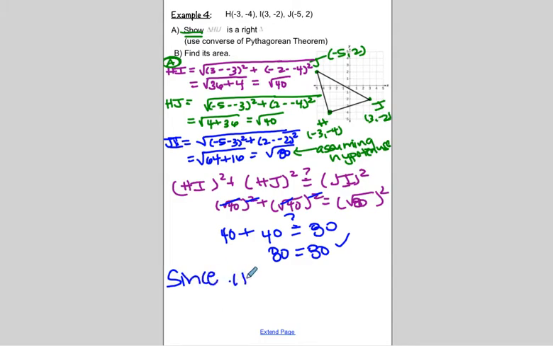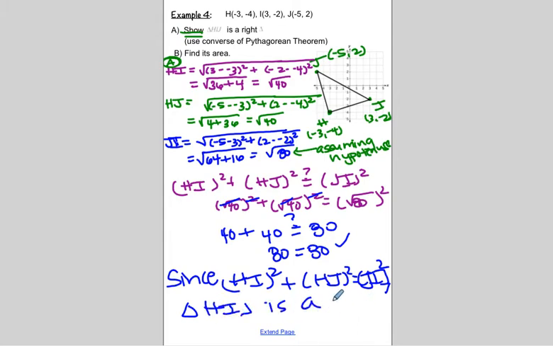Since HI squared plus HJ squared equals JI squared, triangle HIJ is a right triangle. I can conclude that. Okay. So in order to prove something, you have to go through all of those steps and show your work: show me the length of each side, finding it with the distance formula, then plugging it into the Pythagorean theorem and then writing your conclusion, okay.